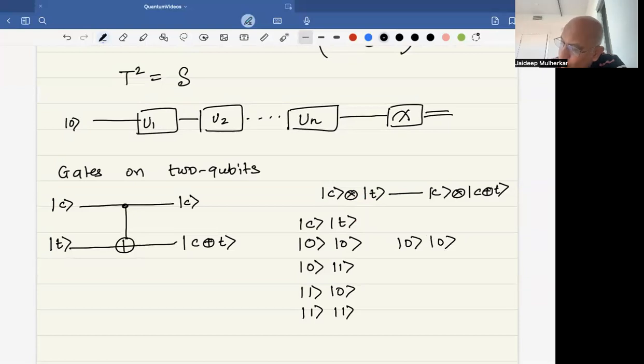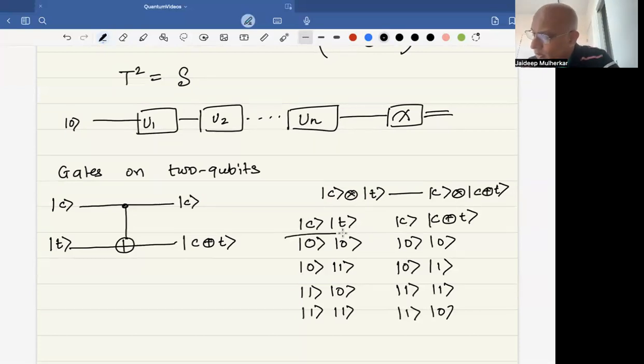If the control bit is set, then the target bit gets flipped. In this case, the control bit is not set. So this will be 1, 1, and this will be 1, 0. So this is C, and this is C plus T. These are the actions of the CNOT gate.